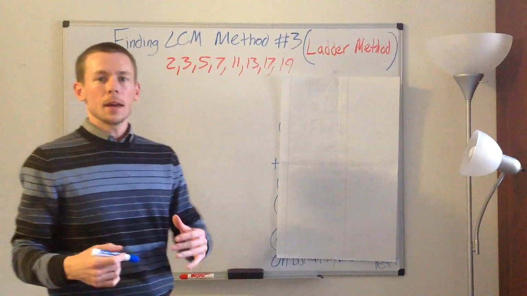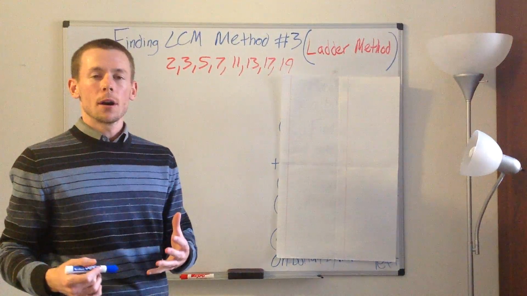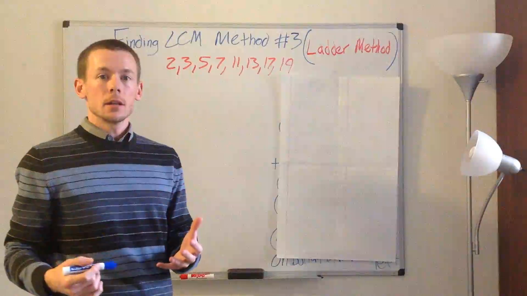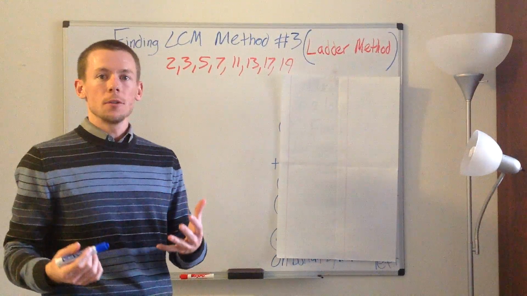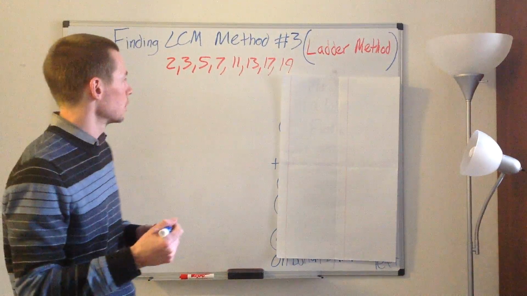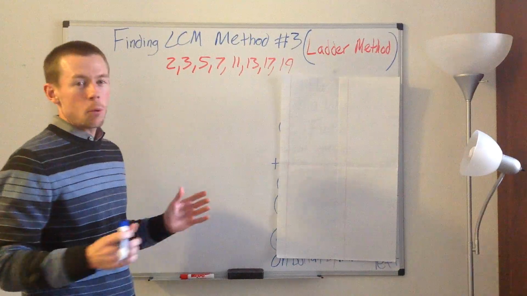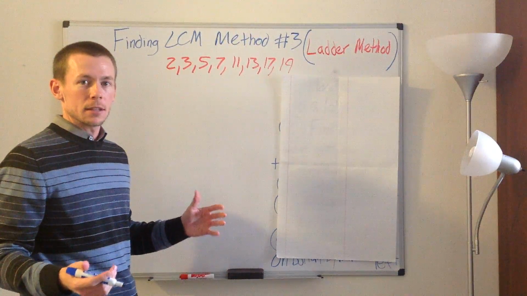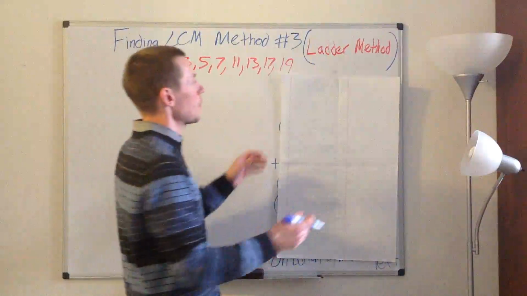Let's now take a look at one more method for finding the least common multiple. It's called the ladder method. So step one, we'll look at 6 and 8 again to start off with.